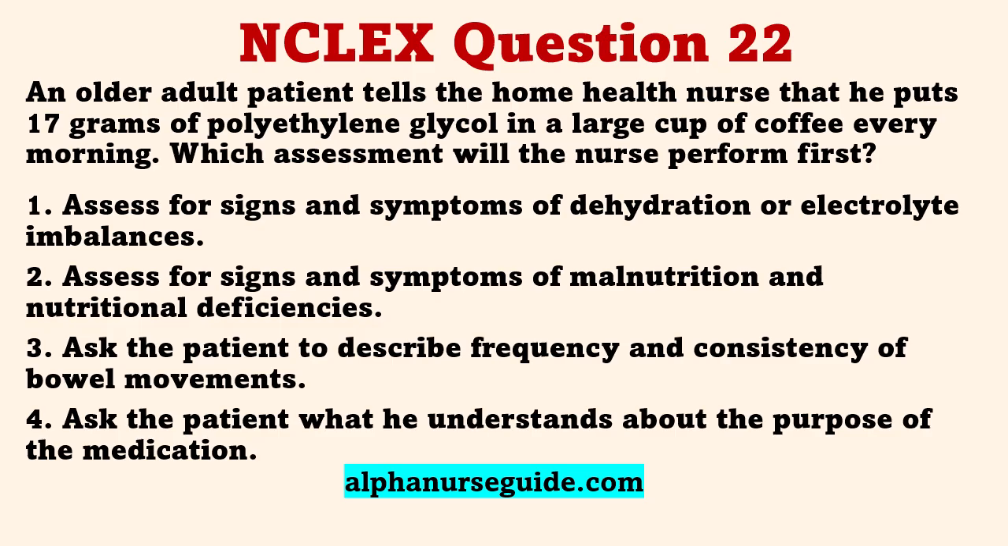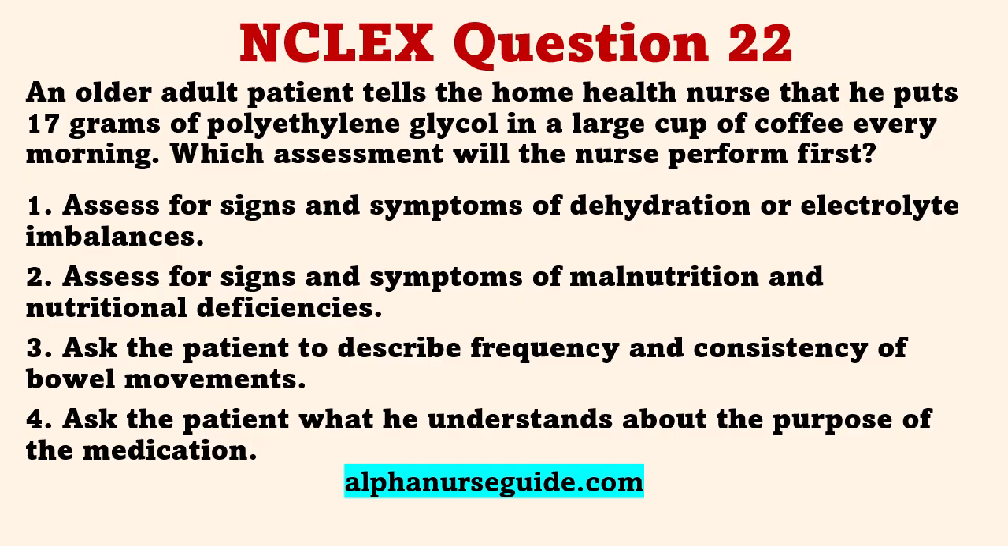An older adult patient tells the home health nurse that he puts 17 grams of polyethylene glycol in a large cup of coffee every morning. Which assessment will the nurse perform first? 1. Assess for signs and symptoms of dehydration or electrolyte imbalances. 2. Assess for signs and symptoms of malnutrition and nutritional deficiencies. 3. Ask the patient to describe frequency and consistency of bowel movements. 4. Ask the patient what he understands about the purpose of the medication.